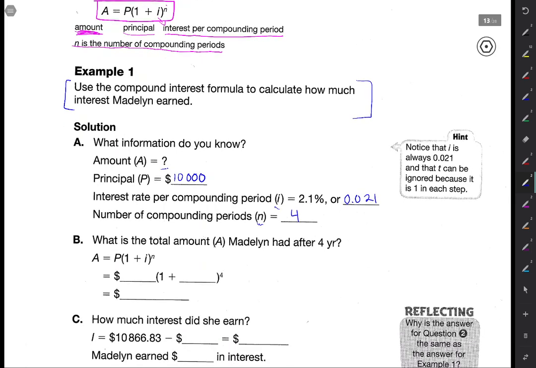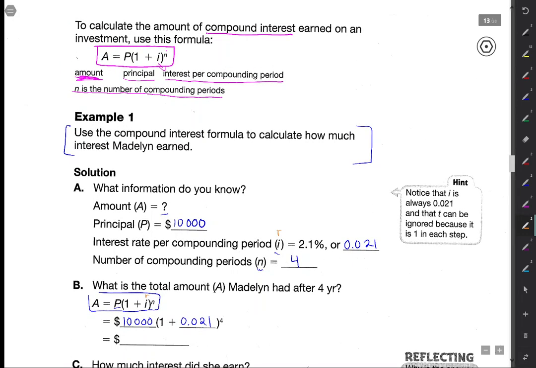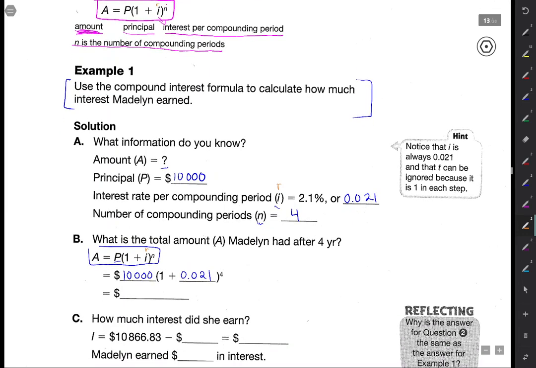So for B, what is the total amount that Madeline had after 4 years? Now we're going to plug everything into this formula. So P, we have $10,000. Lowercase I is that rate, so we have 0.021. I don't know why they use an I for this. I would prefer they use an R, because in the previous formula we used, it was an R. So you could kind of consider that lowercase I to be an R. And then N is the amount of compounding periods. We said that's 4, so they plug this in for us here for the N. So that's to the power of 4.